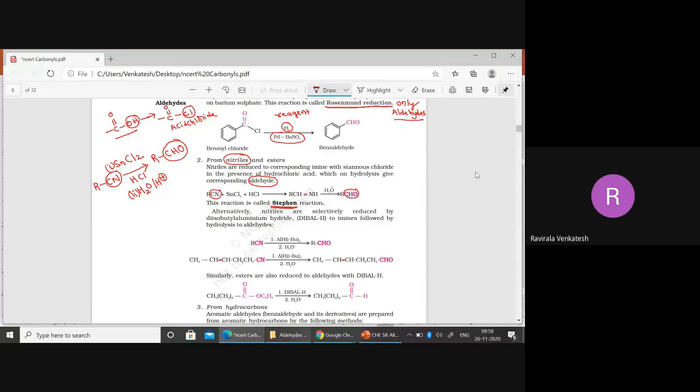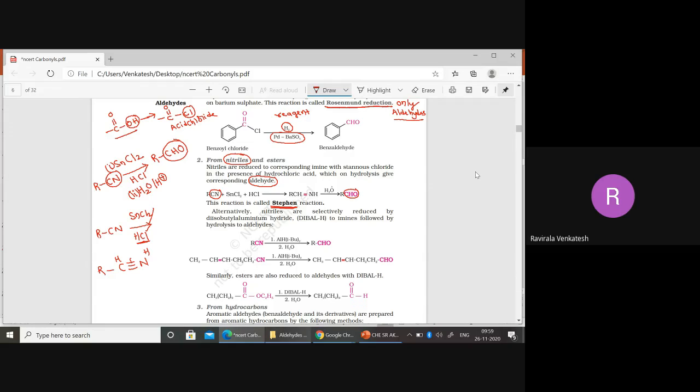Now let me see the mechanism, what happens in RCN. Okay, when you treat this with stannous chloride, SnCl2 in presence of HCl, what happens? Now what happens here actually? Already you know one thing here. CN means carbon and nitrogen have a triple bond. Correct or not? The cyanide is nothing but C triple bond N. Now what do we have to do here? This HCl in the presence of stannous chloride provides hydrogens to you. Here one hydrogen and here one hydrogen.